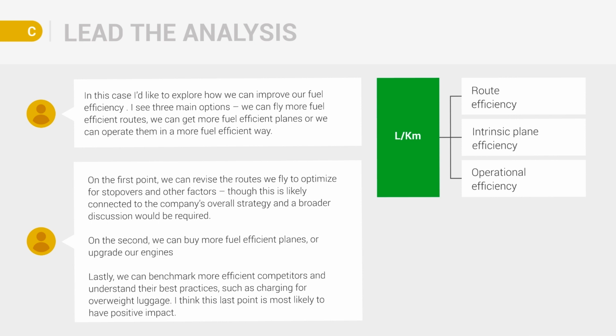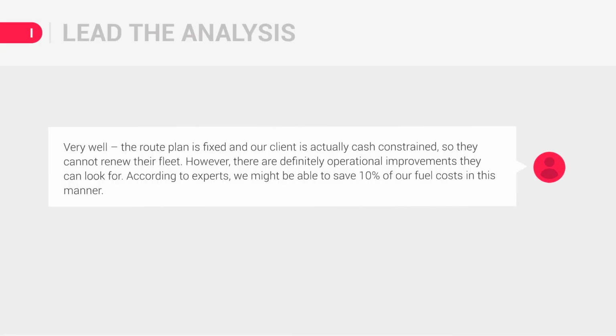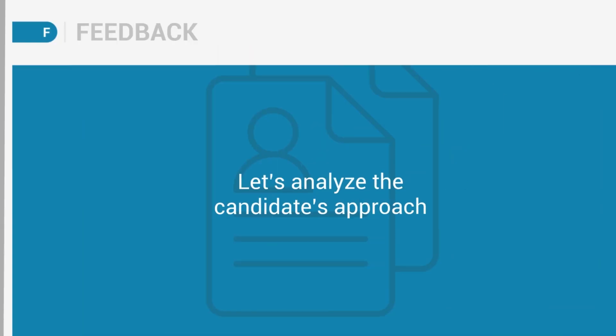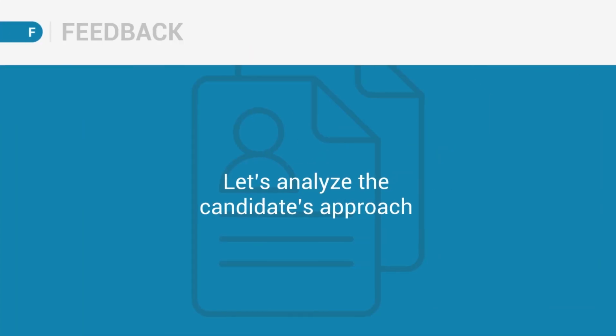The interviewer provides some additional information and steers the analysis. "Very well. The route plan is fixed and our client is actually cash constrained, so they cannot renew their fleet. However, there are definitely operational improvements they can look for. According to experts, we might be able to save 10% of our fuel cost in this manner." Our candidate responds, "Perfect. This would equate to around 4% of the total cost structure, given fuel costs account for 40%." Now let's pause again to analyze how the candidate is doing.